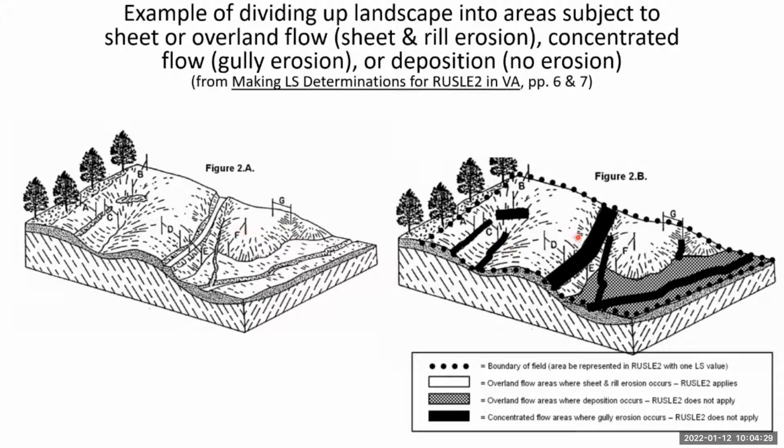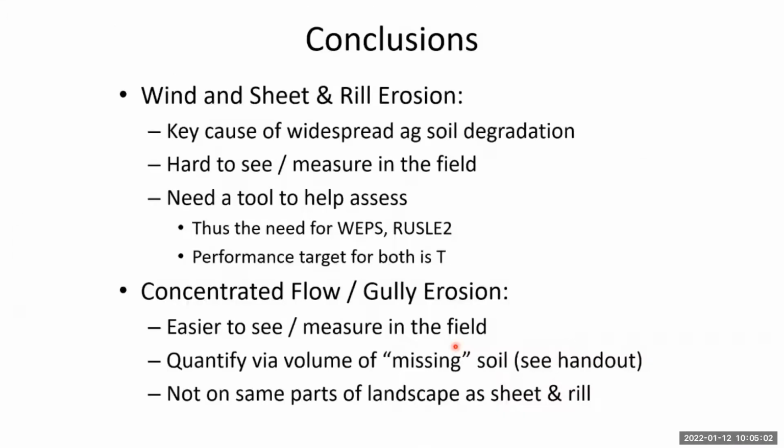Well, in that area, RUSLE2 is not going to apply, because the research that was done to create RUSLE was only done experiments on side slopes. And so the first step in knowing where to apply it is splitting up the landscape. But it's not because there's no erosion in the concentrated flow areas. It's because that form of erosion we need to assess with our eyes, right? And not with RUSLE. Here are my conclusions.